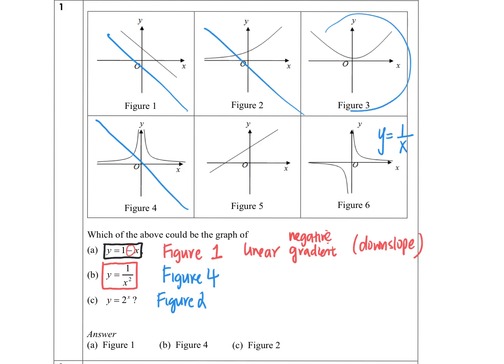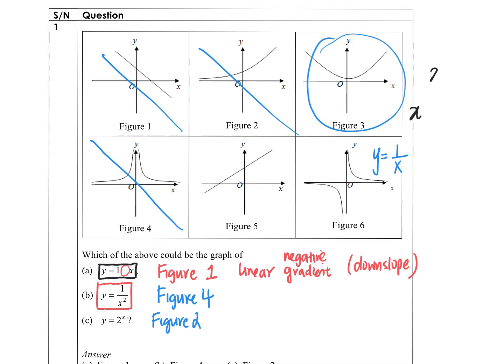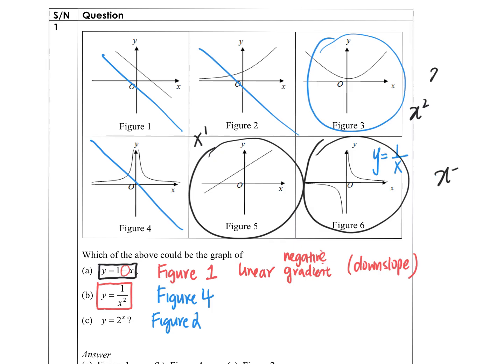What is this? What is the power of x? The x squared. Square. Okay, what about this? X power 1, right? And then this one is x to the power of negative 1. So you must know the shape by looking at the power.